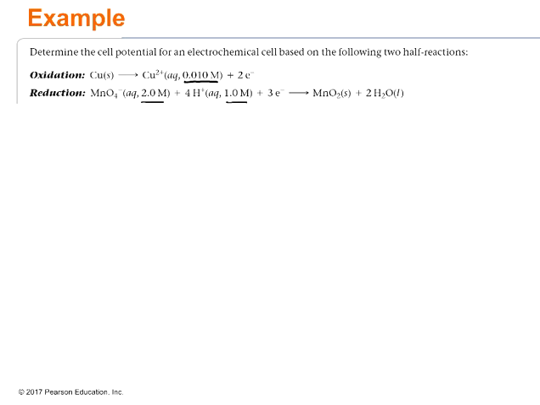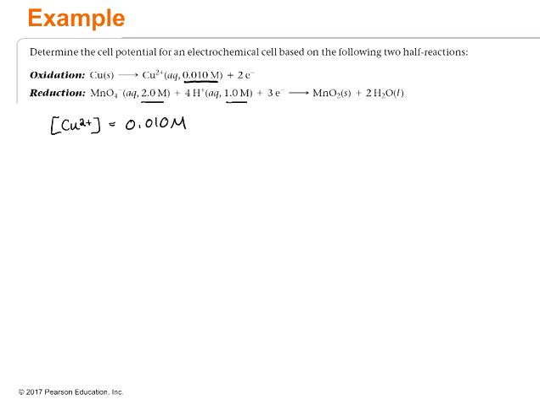Okay, so let's determine the cell potential for an electrochemical cell based on the following two half reactions. We're already told that we have an oxidation half reaction where copper becomes copper 2+, and we lose 2 electrons. We're also told that that solution of copper has a concentration of 0.01 moles per liter. So I'm actually going to write below what that concentration is because it might help us keep track. Okay, so that's our concentration.